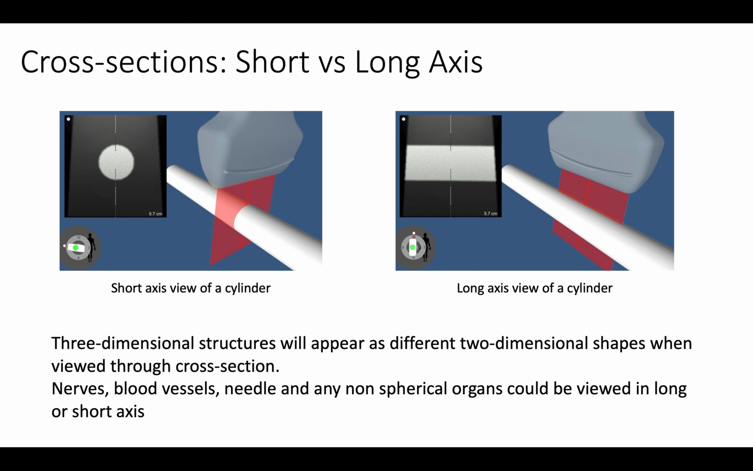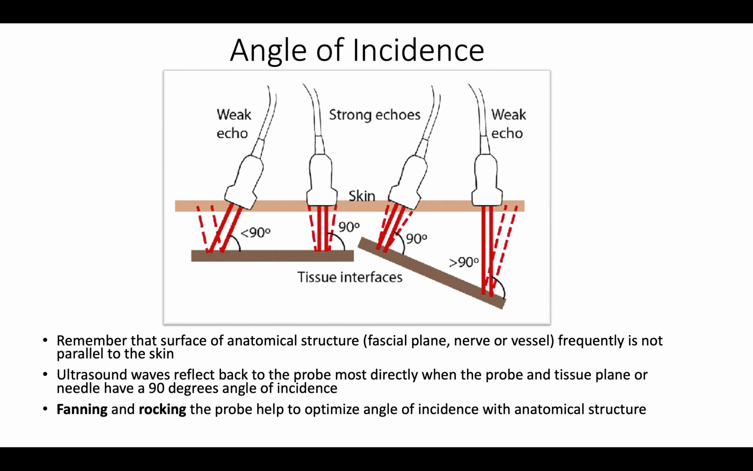We're gonna look at the needle in a long axis and a short axis and so on. So another important point here is angle of incidence. So we look at this image, we have the skin, right? And this is our tissue interface, let's say fascial plane, or this could be nerve, right? And we're gonna pay attention to those ultrasound signals.